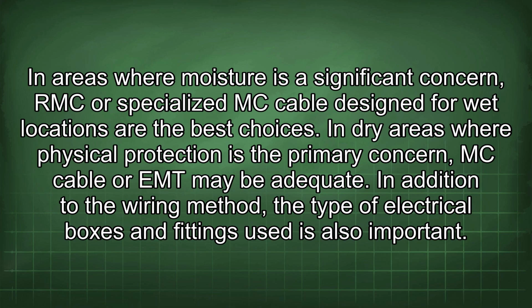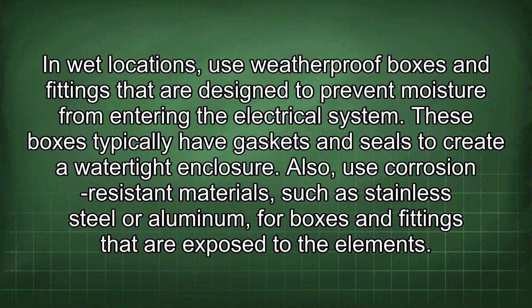In addition to the wiring method, the type of electrical boxes and fittings used is also important. In wet locations, use weatherproof boxes and fittings that are designed to prevent moisture from entering the electrical system. These boxes typically have gaskets and seals to create a watertight enclosure. Also, use corrosion-resistant materials such as stainless steel or aluminum for boxes and fittings that are exposed to the elements.